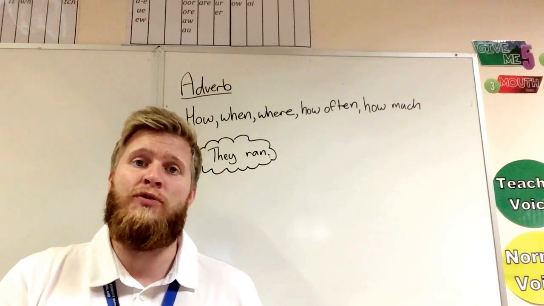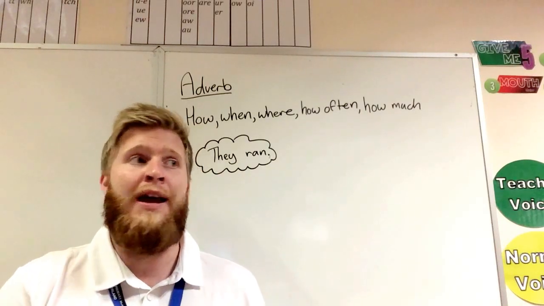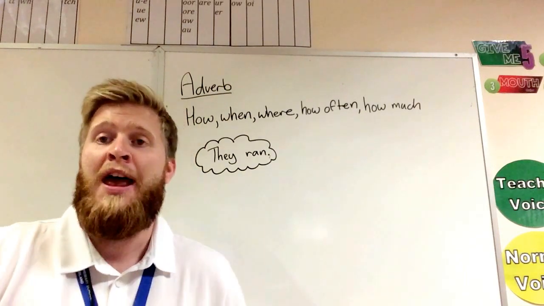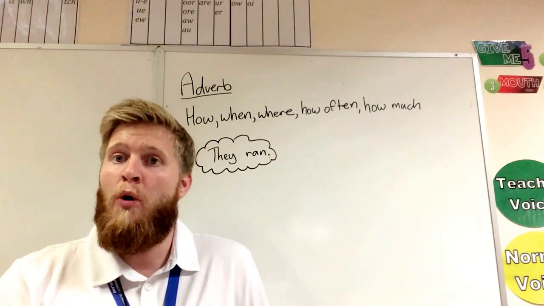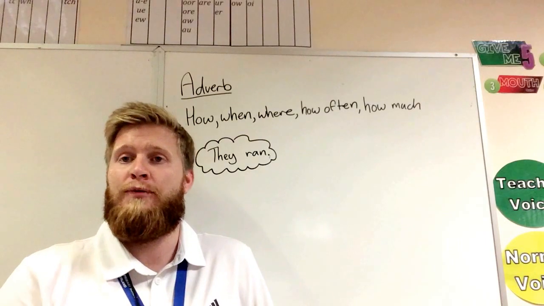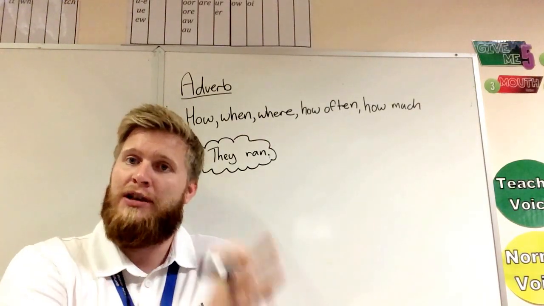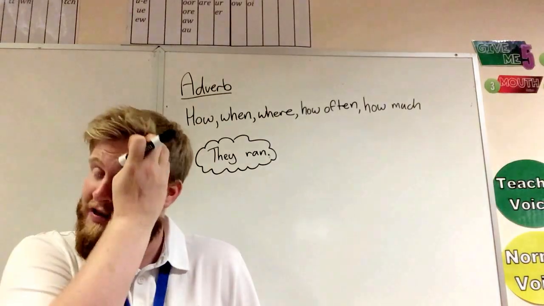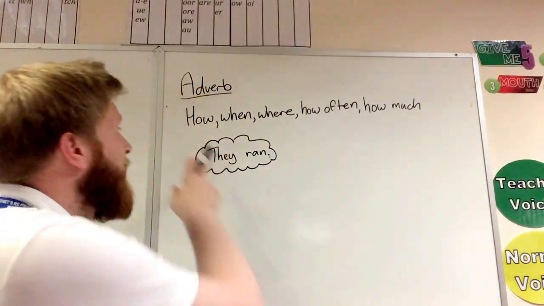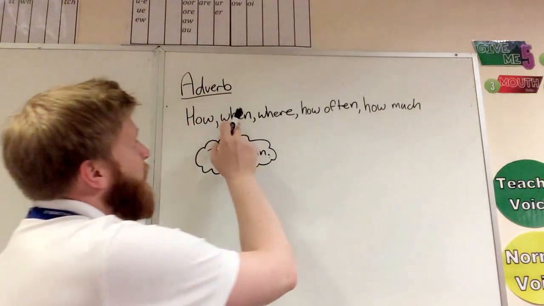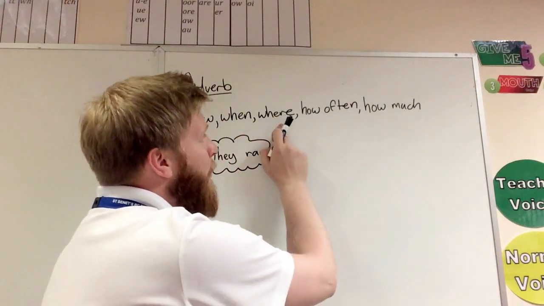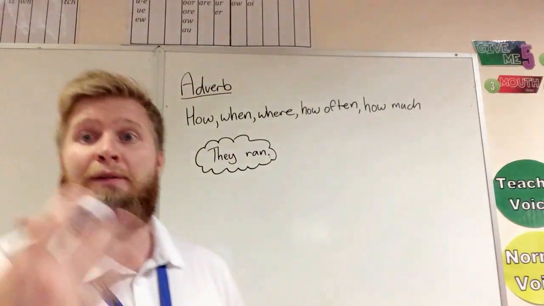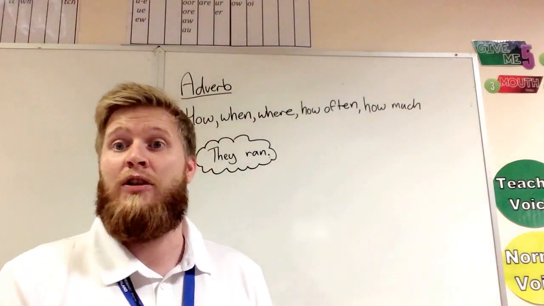Okay, so first we're going to jump straight in and have a look at adverbs. Now, we're going to look at what adverbs mainly do, and we mainly use adverbs to describe or tell us more about a verb. That's why it's got the word verb in it. Adjective tells us more about a noun, adverb tells us more about a verb. They can tell us how a verb's being done, when a verb's being done, where a verb's being done, how often it's being done, or how much it's being done. Let's have a look at some examples so we understand completely.